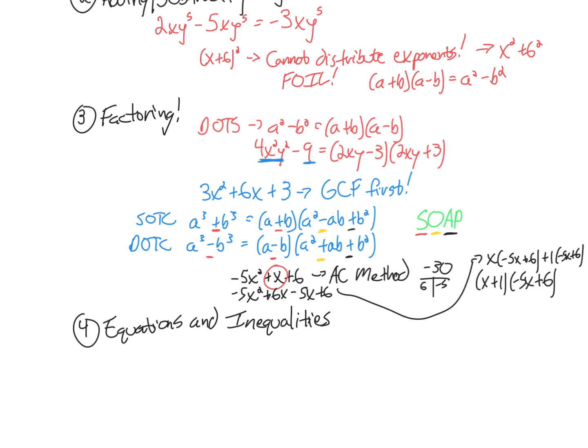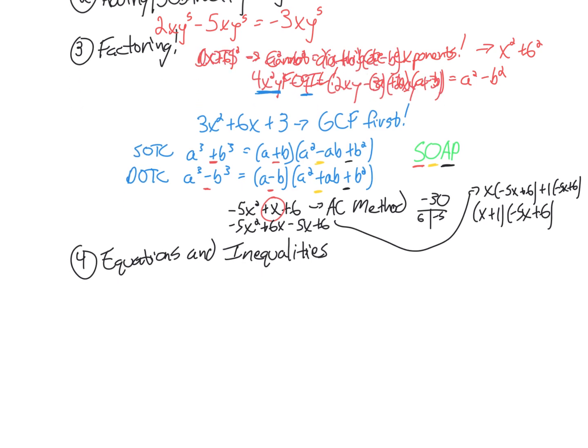That was a super short review of it. Go back and look at the AC method. Again, that was worksheet number 5. That'll help you factor trinomials. And after some factoring practice, we really ended with polynomial equations and polynomial inequalities.